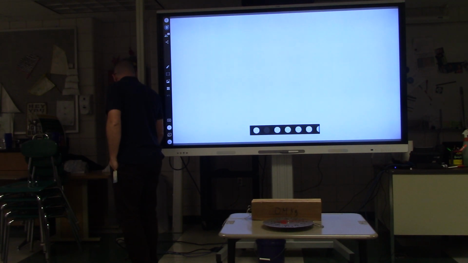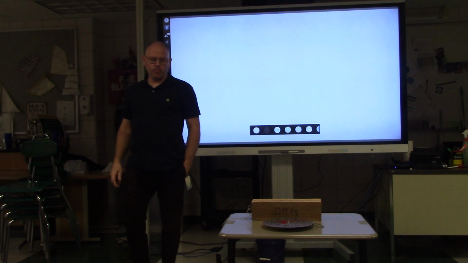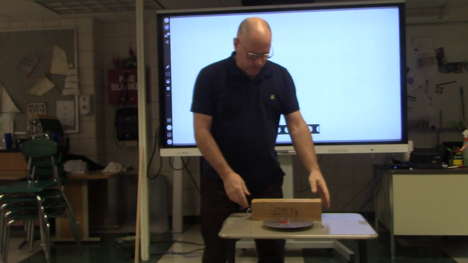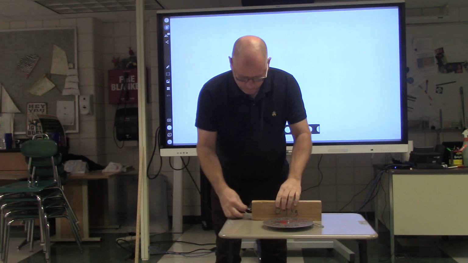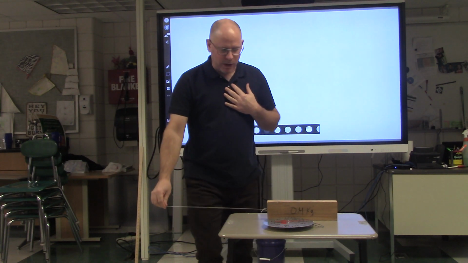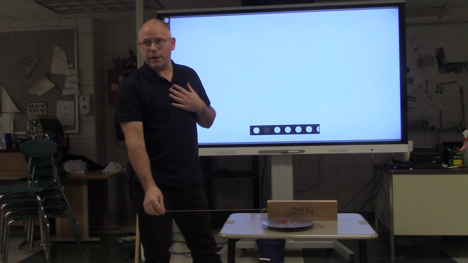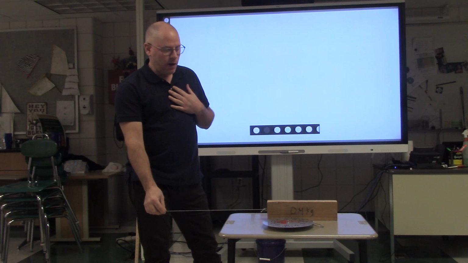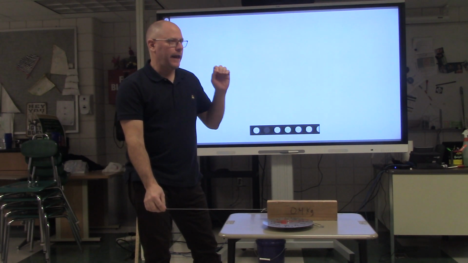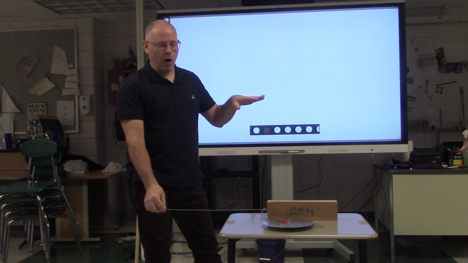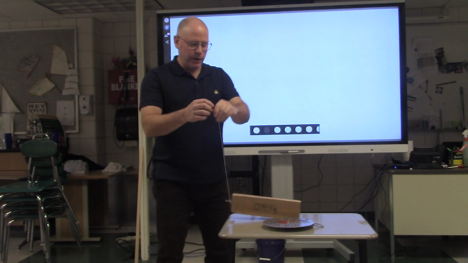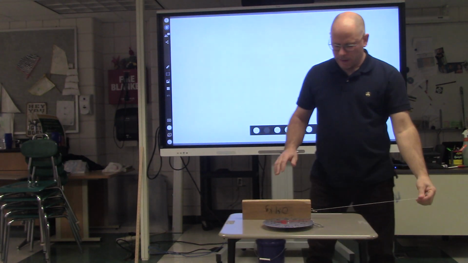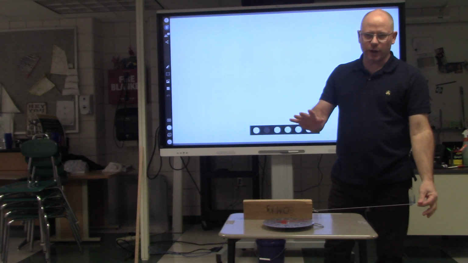This is where we were the other day, and we had our block. What we're going to do is try to pull it. You can see that the string is tight, but it's not going anywhere. Is it accelerating? No. What does that tell you about the forces? They are balanced. Whether I do it this way or this way, it doesn't matter. The forces are still balanced.